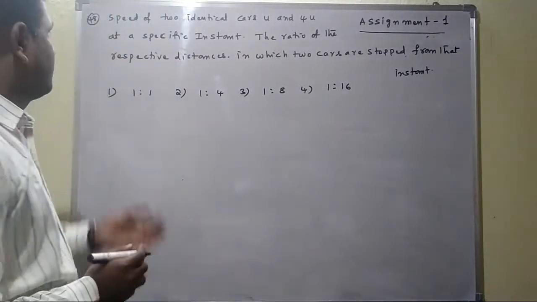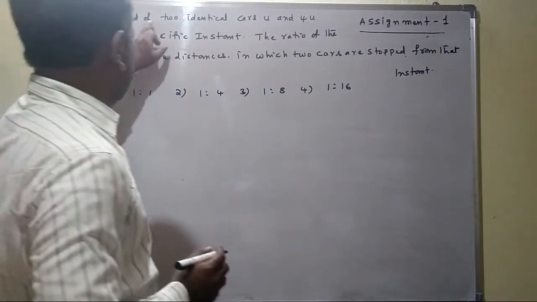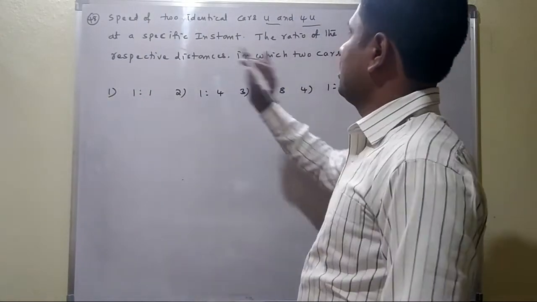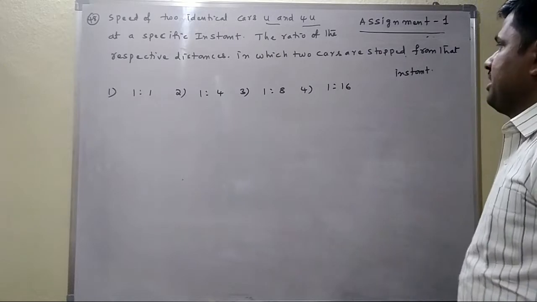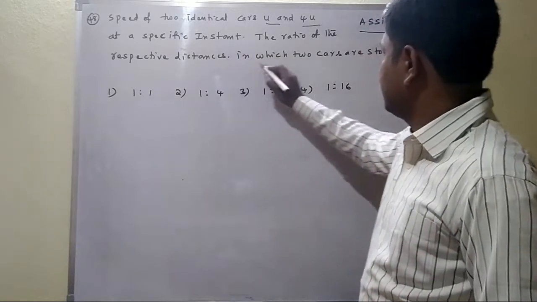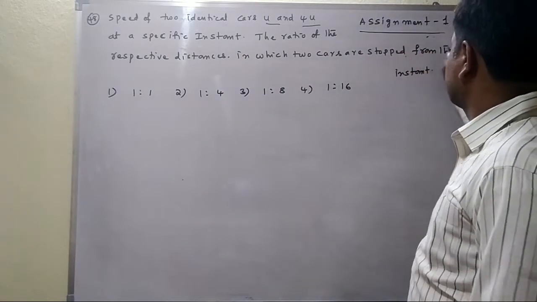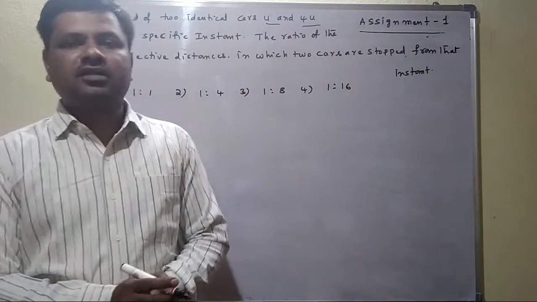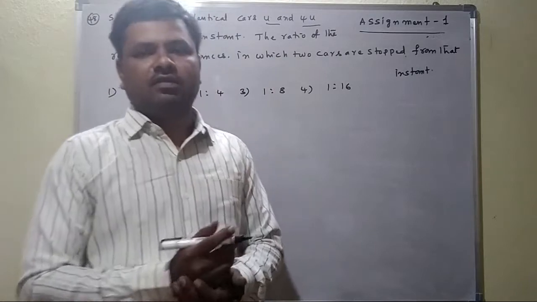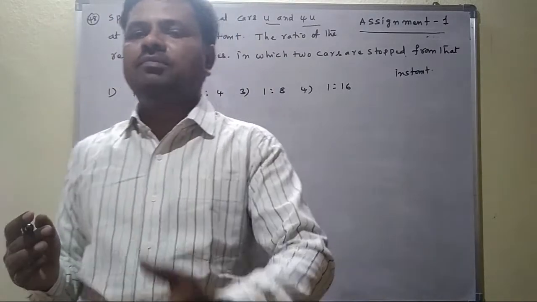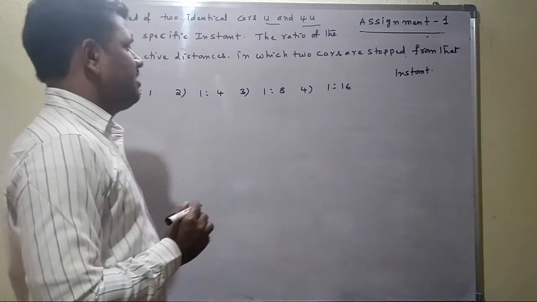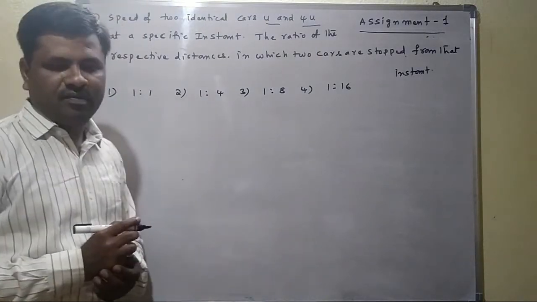Next, see question number 48. The speeds of two identical cars are u and 4u at a specific instant. The question asks for the ratio of the respective distances in which the cars are stopped from that instant. This question is based on the stopping distance, that is, how much distance a car will travel when the brakes are applied.